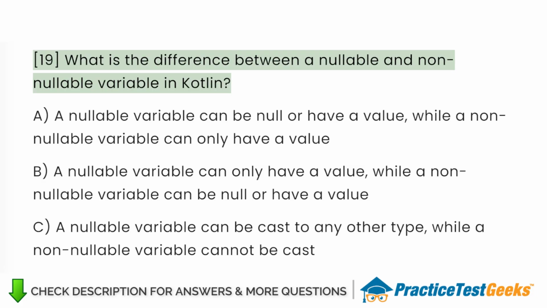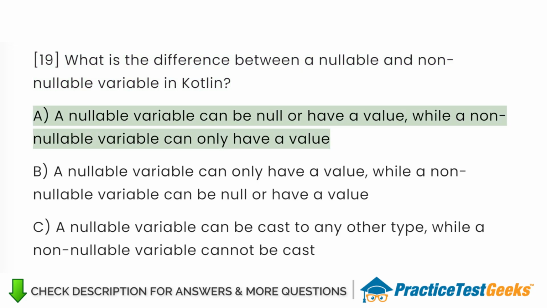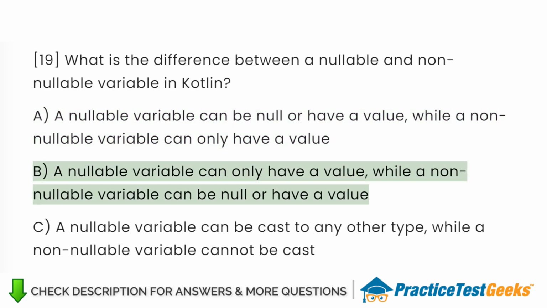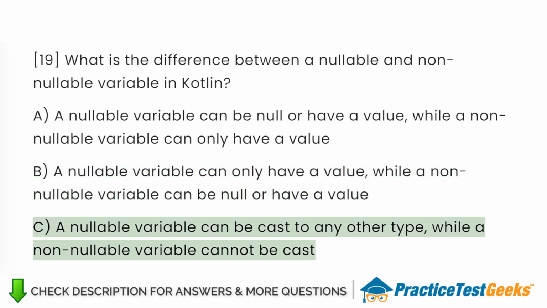What is the difference between a nullable and non-nullable variable in Kotlin? A. A nullable variable can be null or have a value, while a non-nullable variable can only have a value. B. A nullable variable can only have a value, while a non-nullable variable can be null or have a value. C. A nullable variable can be cast to any other type, while a non-nullable variable cannot be cast.